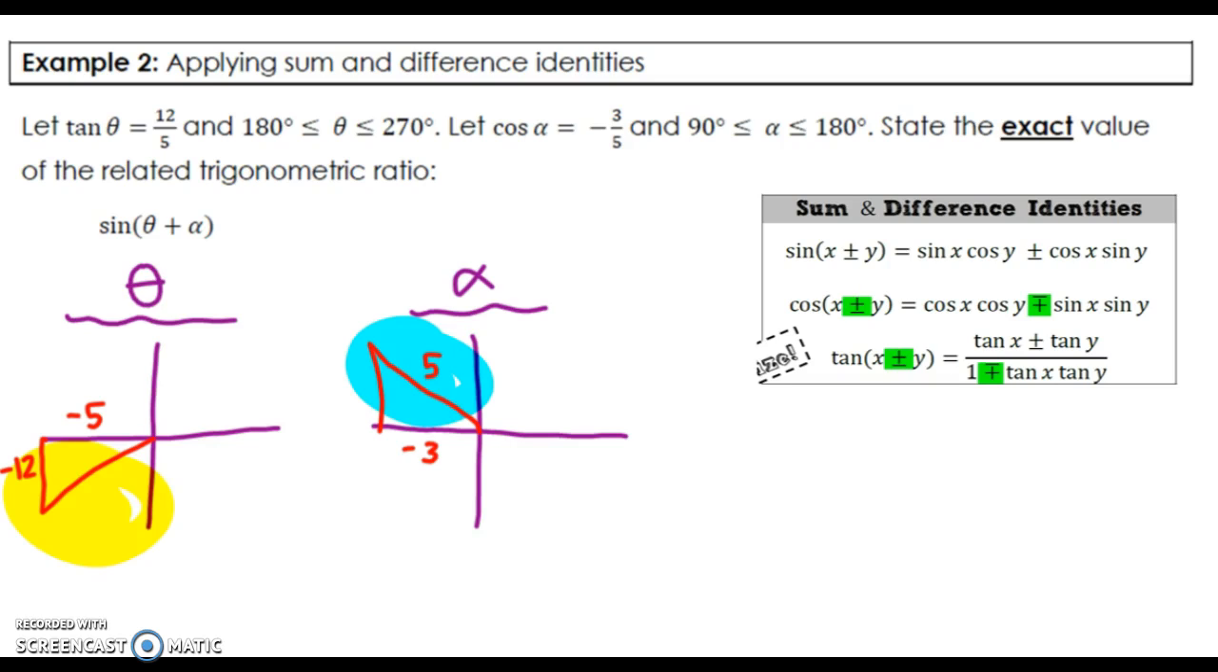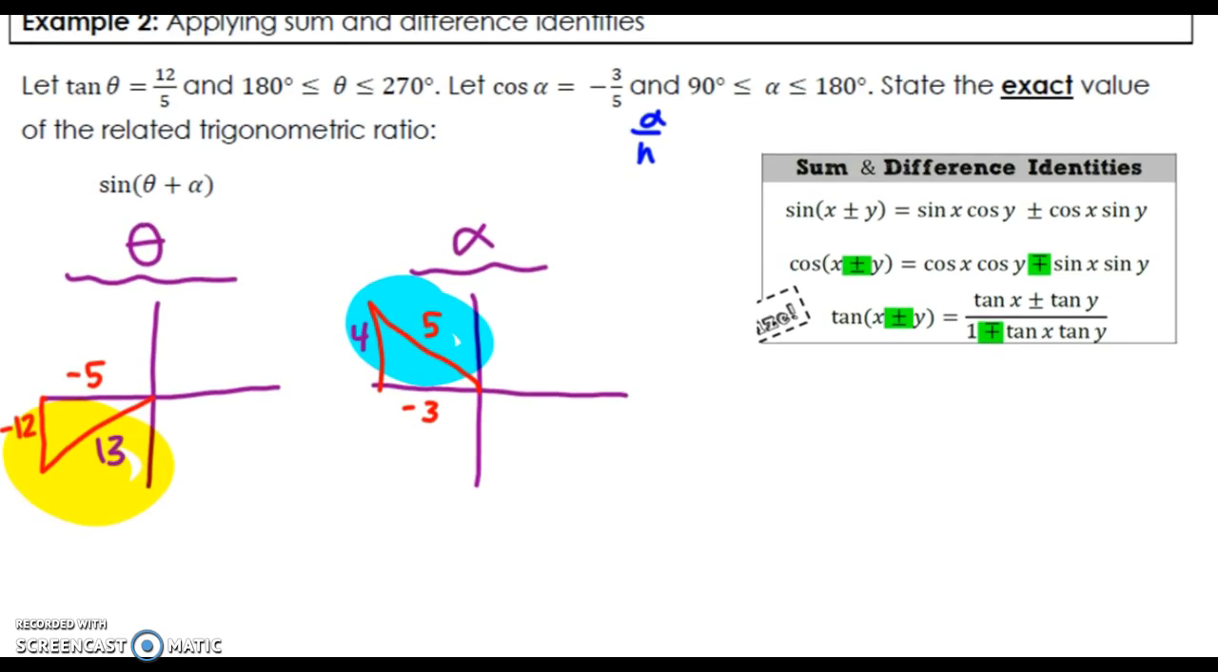Cosine is cosine of alpha. This is my alpha picture. Alpha is between 90 and 180, so it's in the blue portion. And you know your ratio is -3/5. For cosine, that's adjacent over hypotenuse. So hypotenuse is your 5, and your adjacent has to be -3. Hopefully you recognize these as Pythagorean triples, so you can put your height in as 4, and the hypotenuse over here should be 13. If not, use the Pythagorean theorem to solve for them.